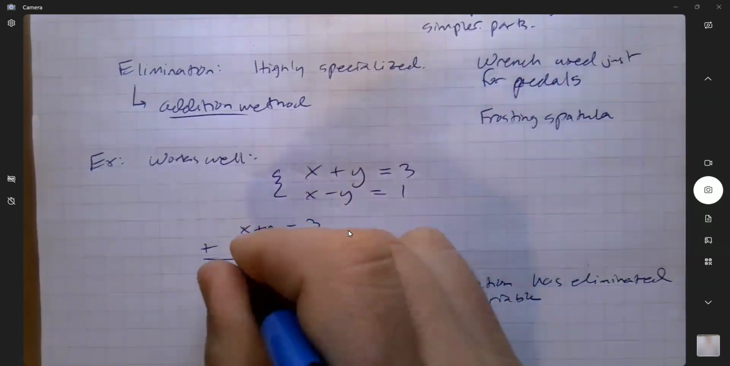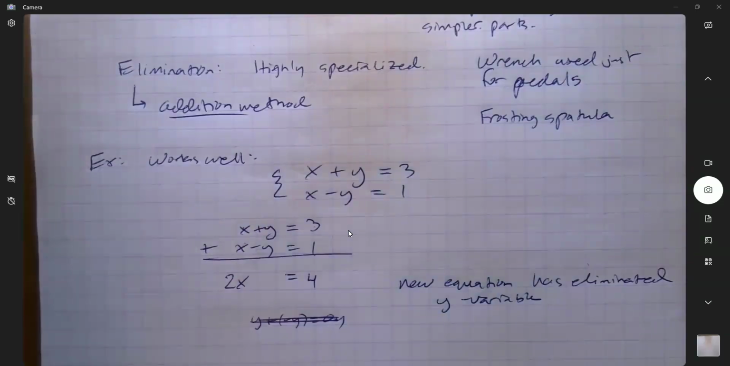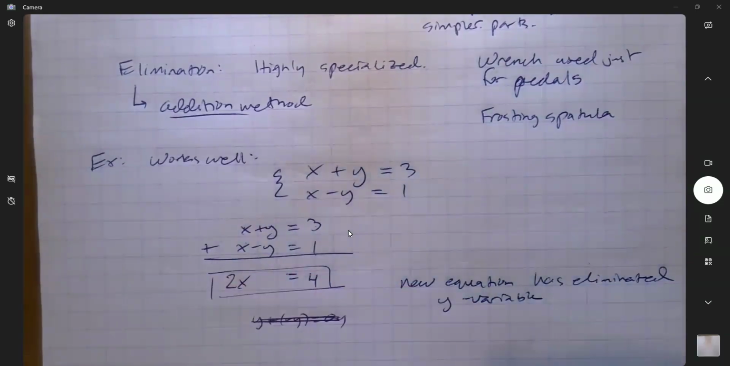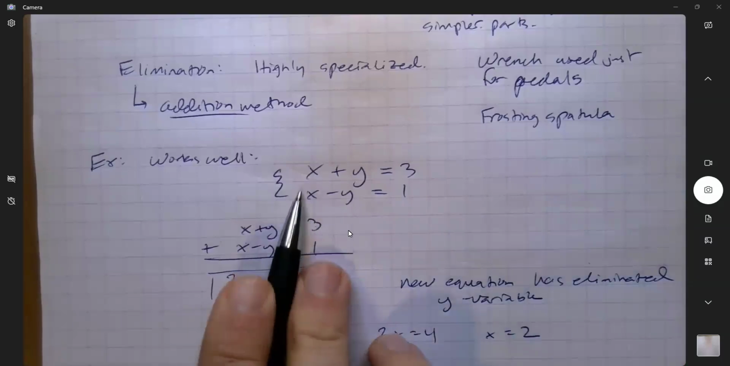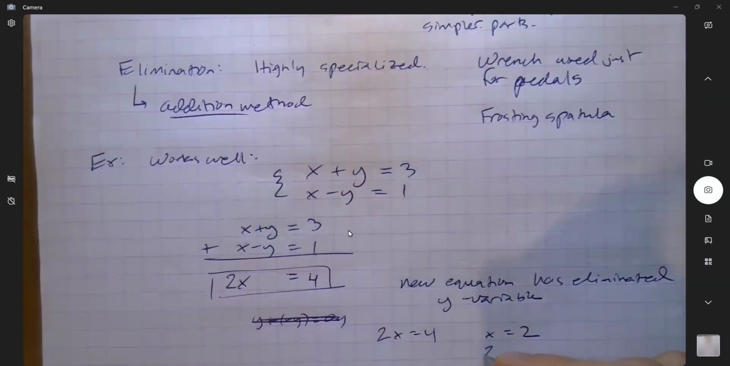Because x plus x is 2x, y plus negative y is 0y, so you don't have any of them at all. And all of a sudden, I'm just solving 2x equals 4. If 2x equals 4, then x equals 2. And then I go back to my original one and say, well, 2 plus y equals 3, so y must equal 1.